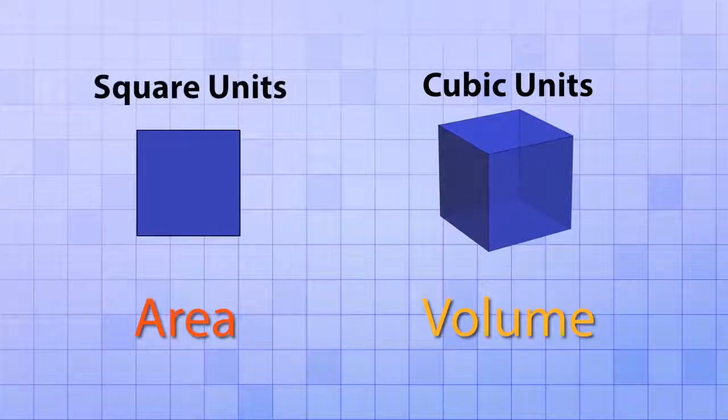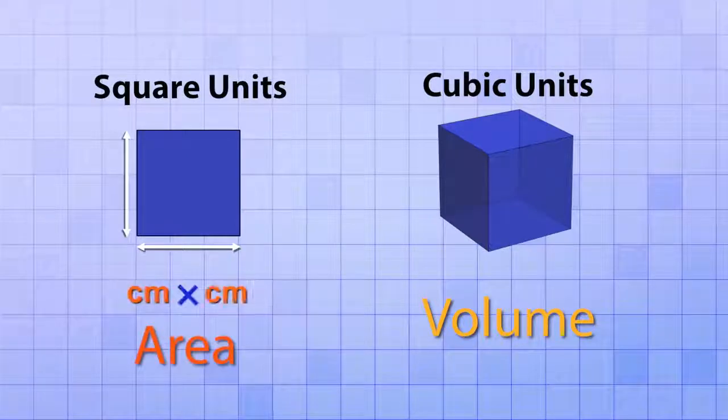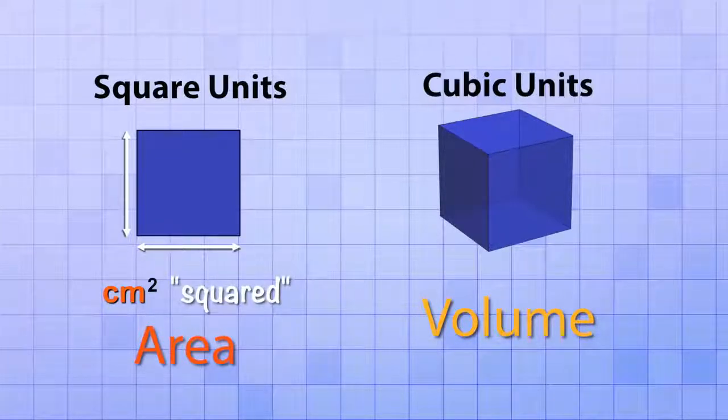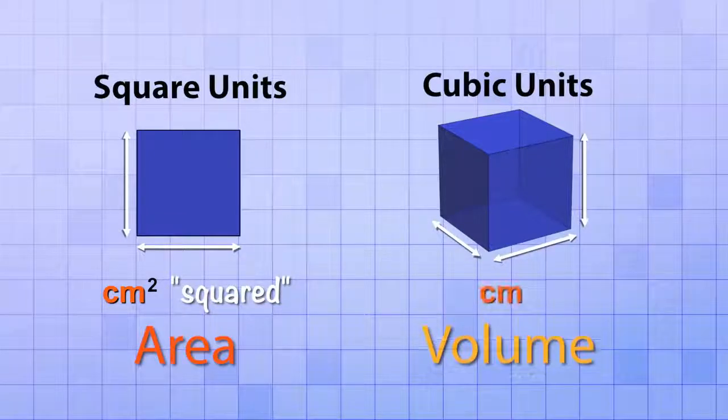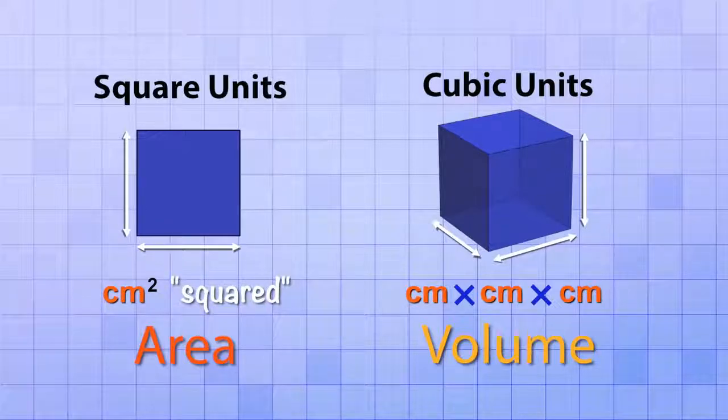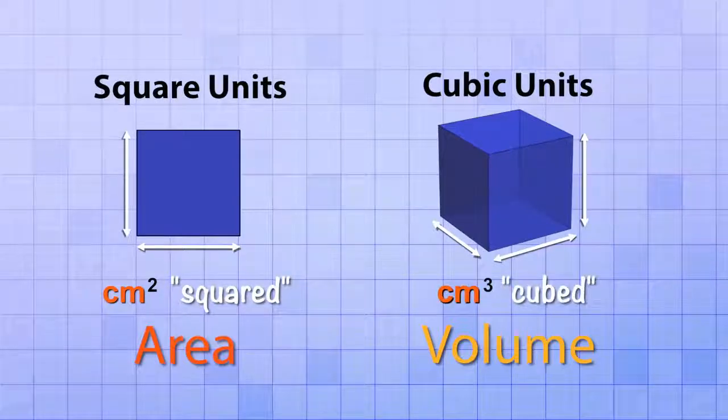Since square units are made by multiplying two one-dimensional units together, like centimeter times centimeter, we can abbreviate them using exponent notation, centimeters to the second power, or centimeters squared. And since cubic units are made by multiplying three one-dimensional units together, like centimeter times centimeter times centimeter, we can abbreviate them using exponent notation, centimeters to the third power, or centimeters cubed.